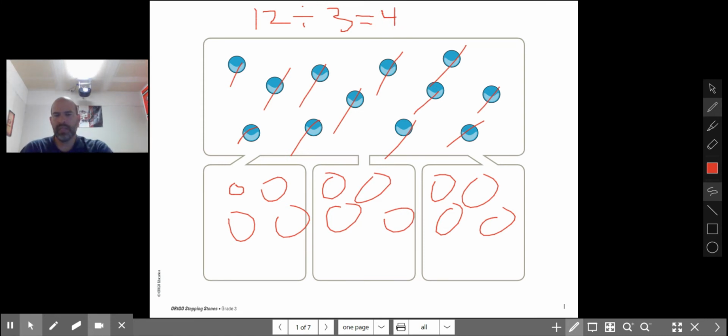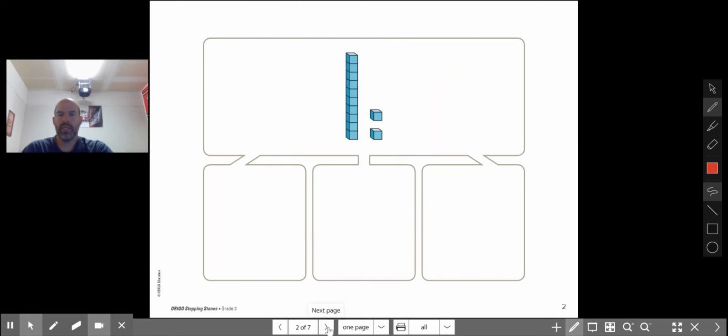Now, let's look at this second slide here. I want you to notice this time we're using base 10 blocks. Now, when you look at these base 10 blocks, we have one 10 block and two ones blocks. Now, my question to you is, can we regroup? Can we share what is represented by base 10 blocks equally into each of the groups? I can't do that, right? Because I have a 10 stick and then 2 cubes, right? So what do I need to do?